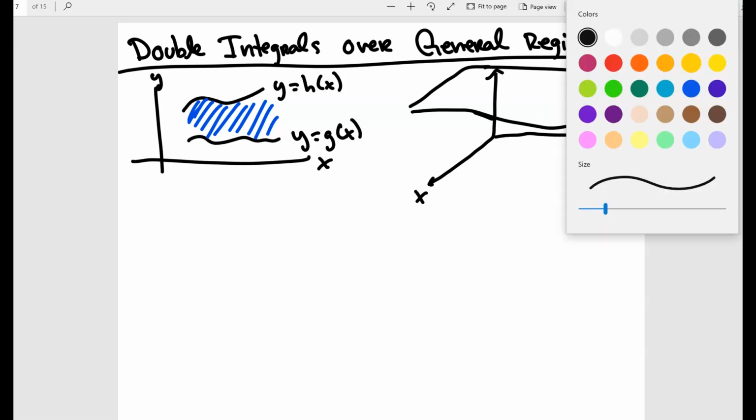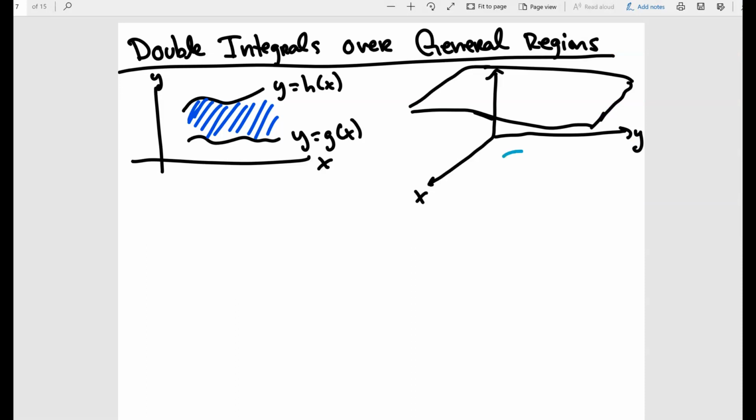Okay, so let's say we have our two functions right here, g of x and h of x. Notice that they're not rectangular, but I can still form a little cube here. Well, it's not really going to be a cube, but it's going to look kind of like this. You have this type of region here, it's not quite a cube, but you still have volume. So how do we calculate this type of volume?